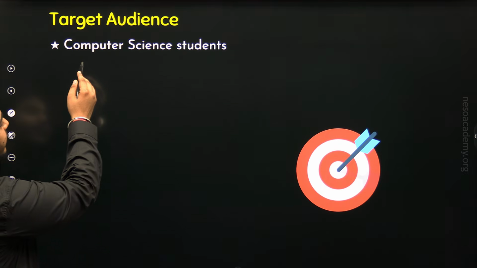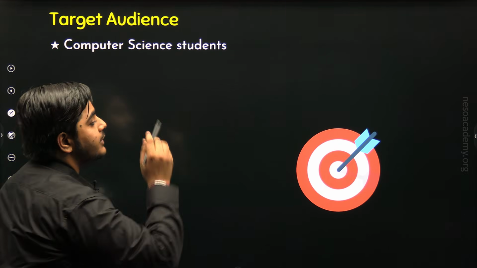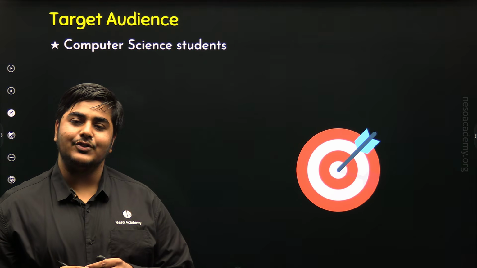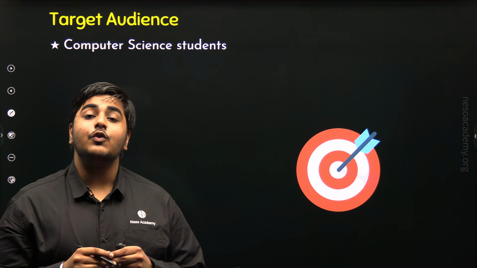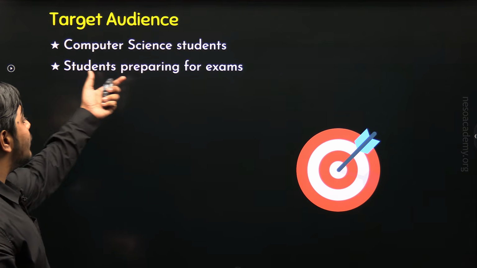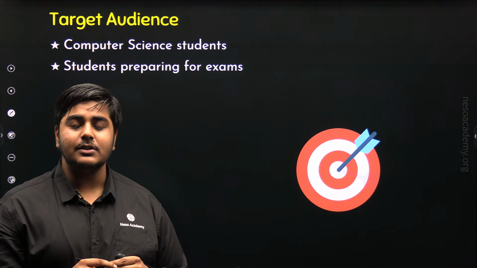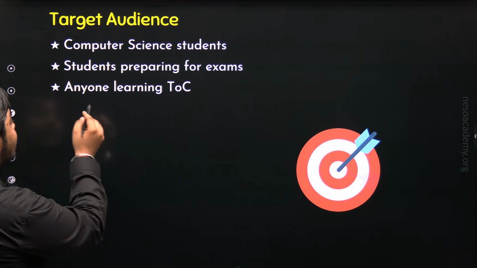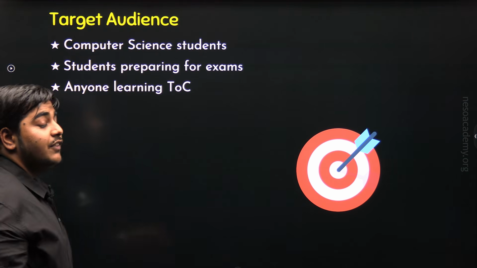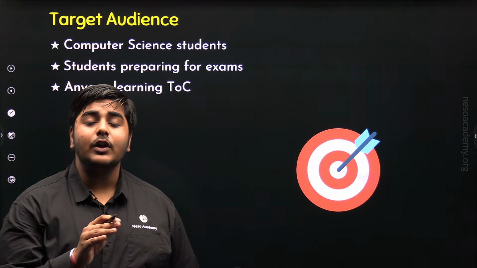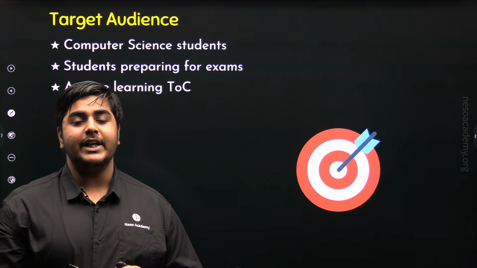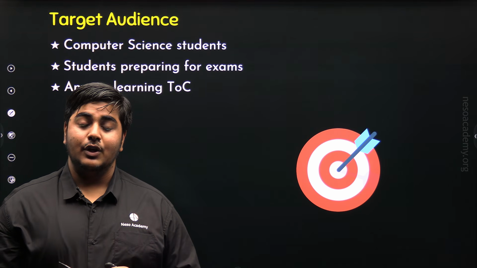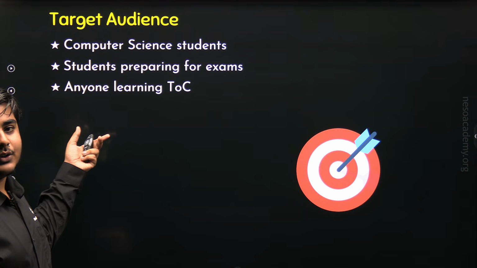Now we will move forward towards the target audience. This course has been specifically designed for computer science students who are pursuing BE, BTech, BSc, and all computer science related fields. This course is also very much suitable for students who are preparing for their university examinations and have TOC as one of their subjects. The third category of audience is anyone learning TOC. If you are learning TOC and want to get a good grasp over the subject theory of computation and automata concepts, this course will be equally beneficial for you.